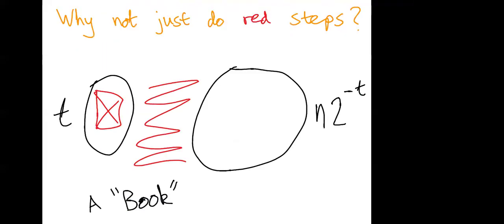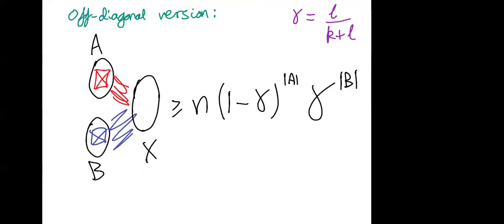And if you could just do red steps, then you'd have t elements in the book, and this would have size n 2 to the minus t, if you could do red steps that actually worked, just for the factor of 2. And then pretty quickly you'd win an exponential factor. If you do the off-diagonal version, as I said, you can do red if you're at least 1 minus gamma, and blue if you're at least gamma proportion, from the point of view of the neighbour, and you repeat it, and the number of vertices you still have, which join correctly to both, should behave like that.